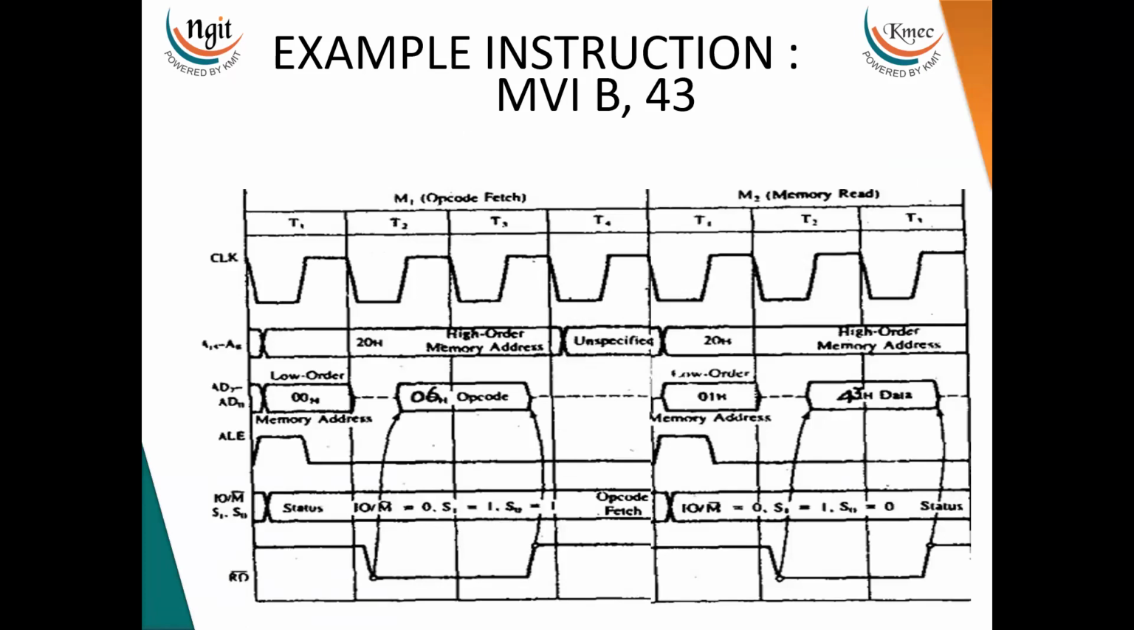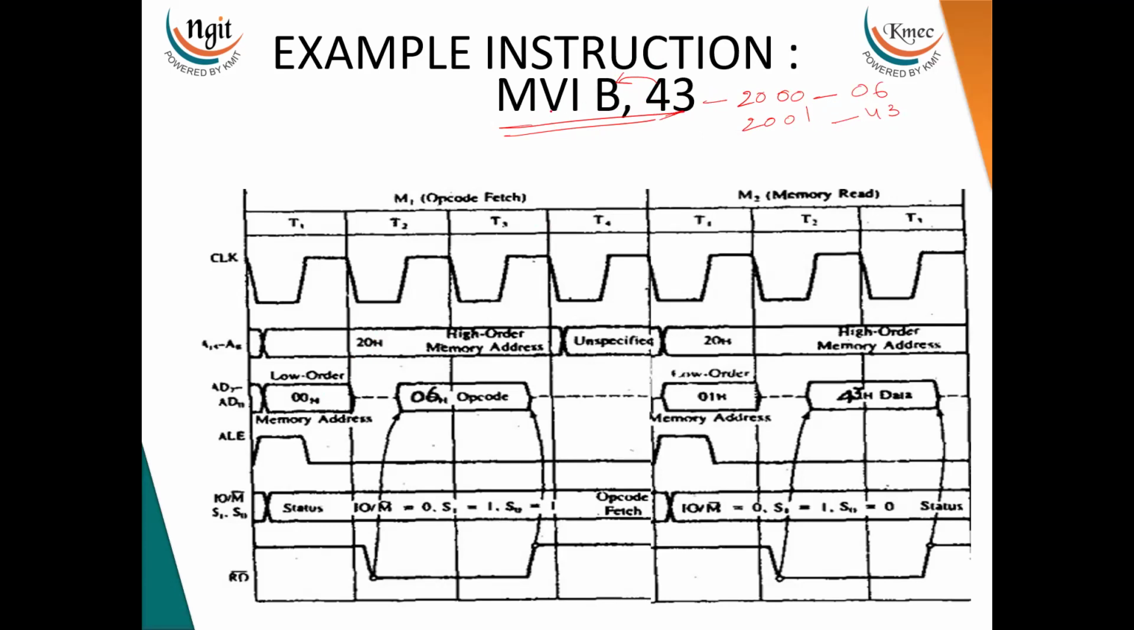Now first we will see the timing diagram of MVI B, 43. To draw the instruction timing diagram, we need to analyze the instruction first. What is the meaning of this instruction? 43 we are trying to move into the register B. Here they have taken the location 2000. In the 2000 location, the opcode is loaded. What is the opcode? 06 is the opcode. And in 2001, immediately whatever data we specified within the instruction needs to be loaded. That is loaded in the next location.